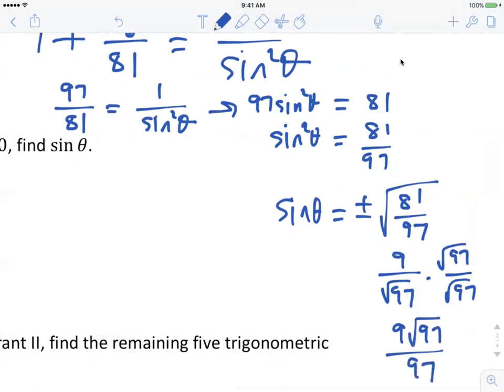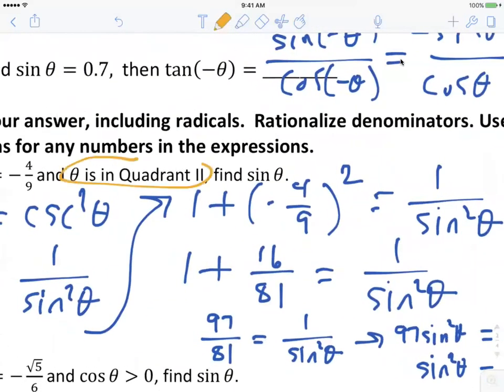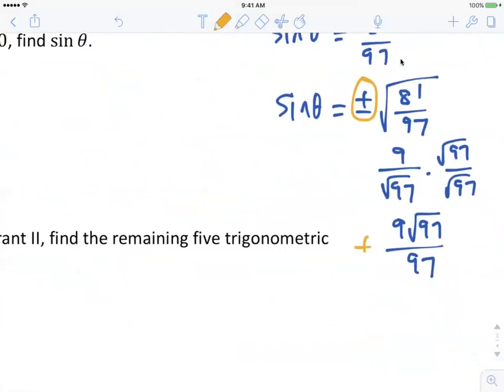Okay, and then it did have that plus or minus, which I have to deal with. Now, going back to this, theta is in quadrant 2. What do you know about sine in quadrant 2? Well, quadrant 2 is above the x-axis. Sine is also always associated with the y variable. So that would be a positive. So sine is always positive in quadrant 2. So then I know this is just a positive final answer. Okay.